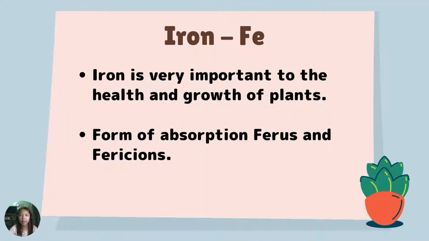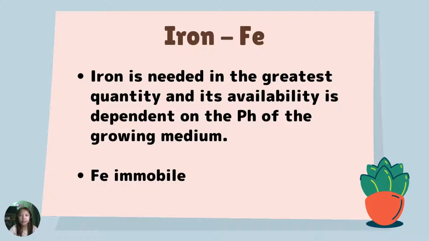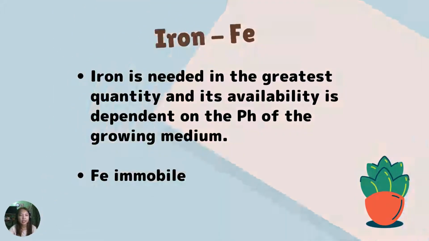Okay, so another nutrient, we have iron. It is very important to the health and growth of plants. It is absorbed in the forms of ferrous and ferric ions. Okay, so iron is needed in the greatest quantity and its availability is dependent on the pH level of the growing medium. It is also immobile, meaning to say it is not freely moving inside the plant.